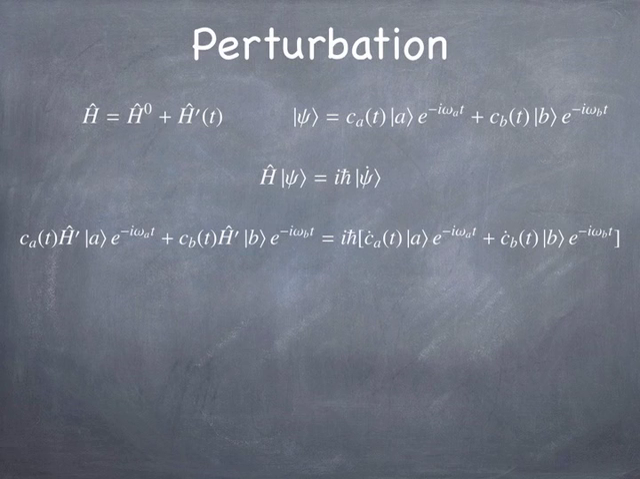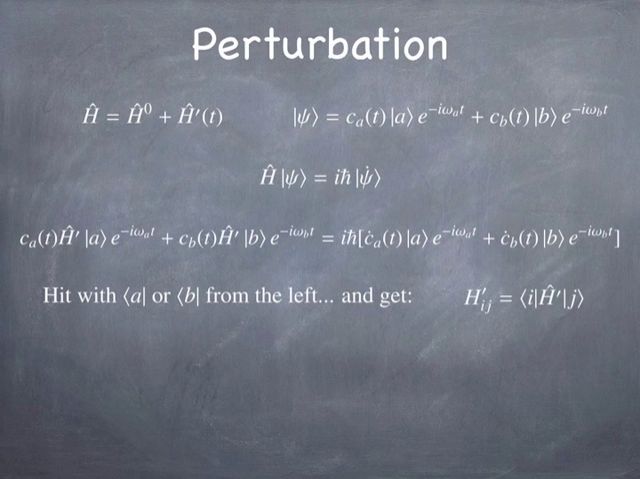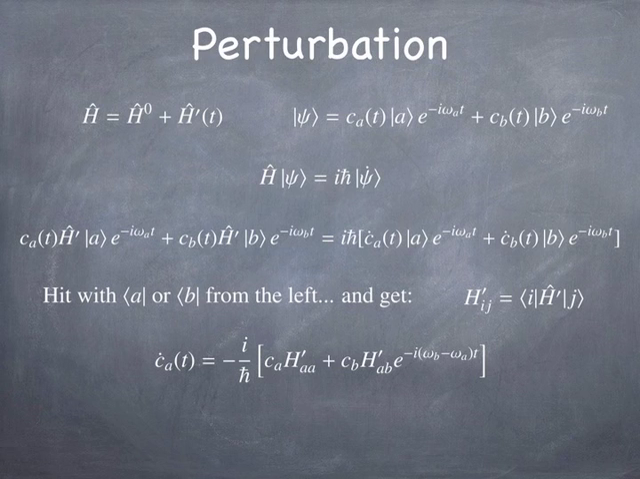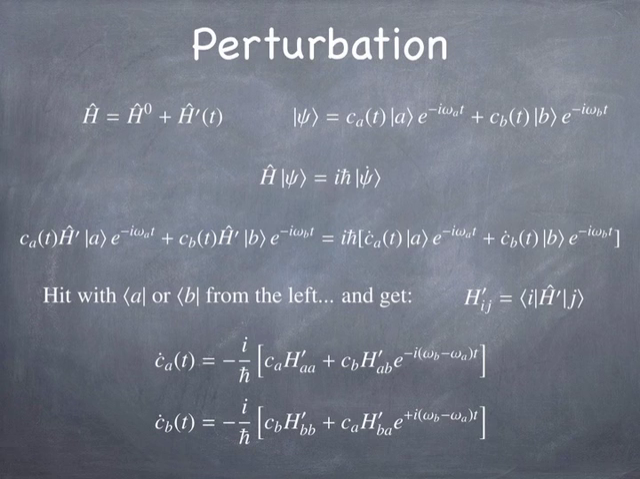What I want to do now is to hit with A or B from the left, and we get these expressions. I'm using the shorthand H prime AA, excuse me, is the matrix element between state A and state A of the perturbation and so on. We get these two expressions, and they are expressions for the time derivatives of C_A and C_B in terms of the current values of C_A and C_B and the matrix elements of the perturbation. So notice if the perturbation is 0, C_A dot and C_B dot would be 0, which just means they're constant, which would be the case if there's no perturbation.